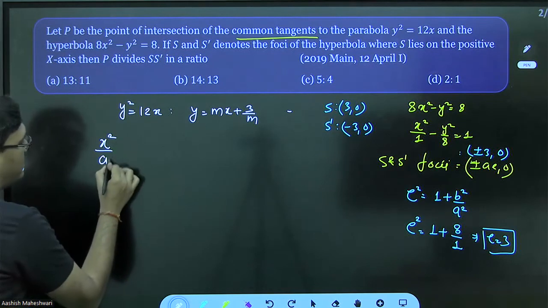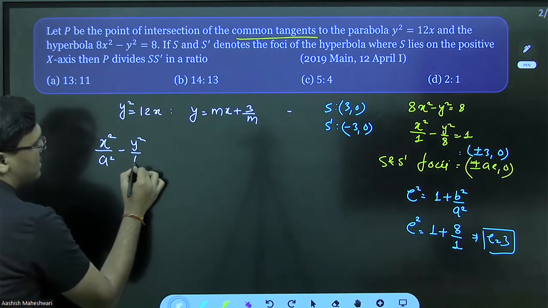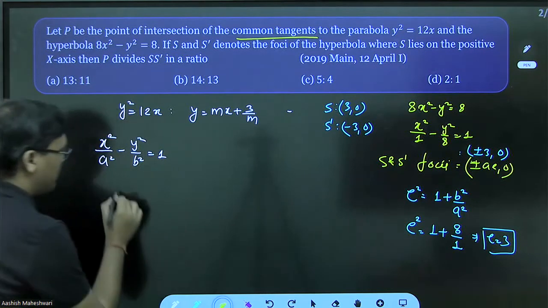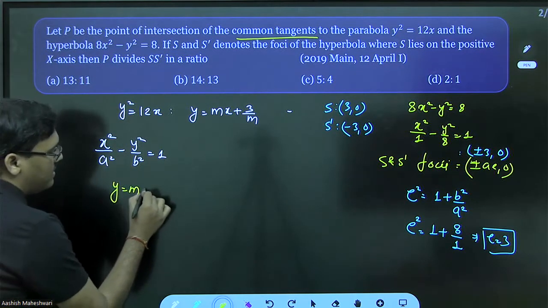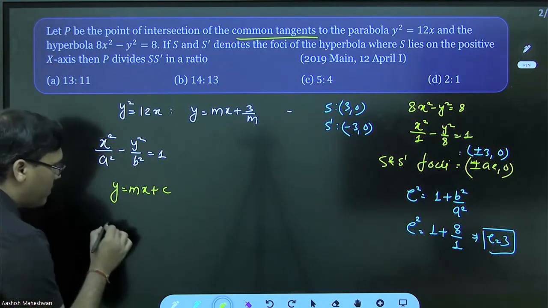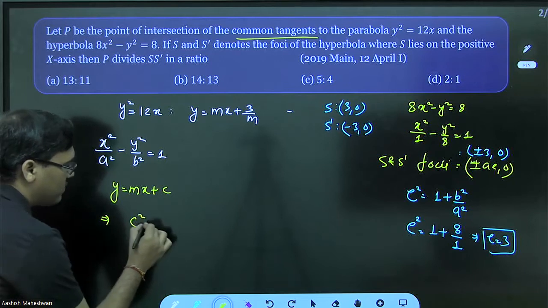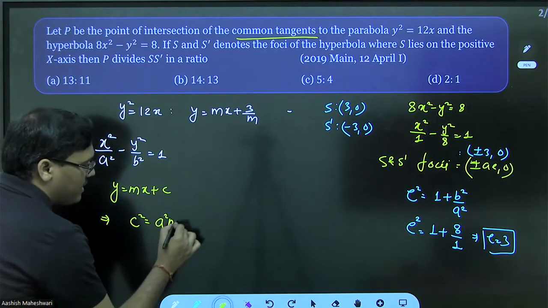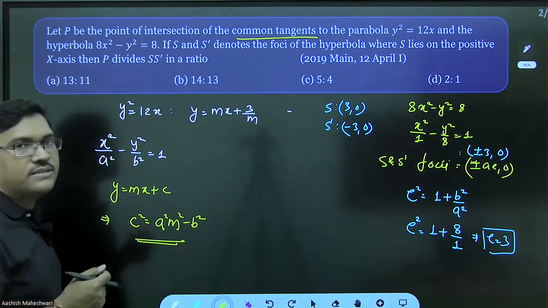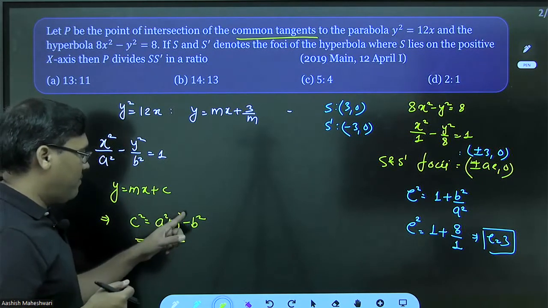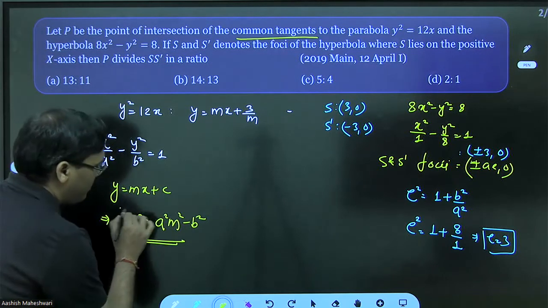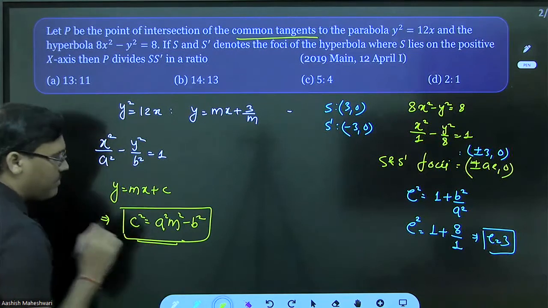If you have the hyperbola x square upon a square minus y square upon b square equal to 1, and a line y is equal to mx plus c, a line with slope m is tangent to the hyperbola. What is the condition? c square should be equal to a square m square minus b square. This is the condition for tangency for hyperbola. If you have an ellipse, it will be a square m square plus b square. So this is the condition which you can easily apply.